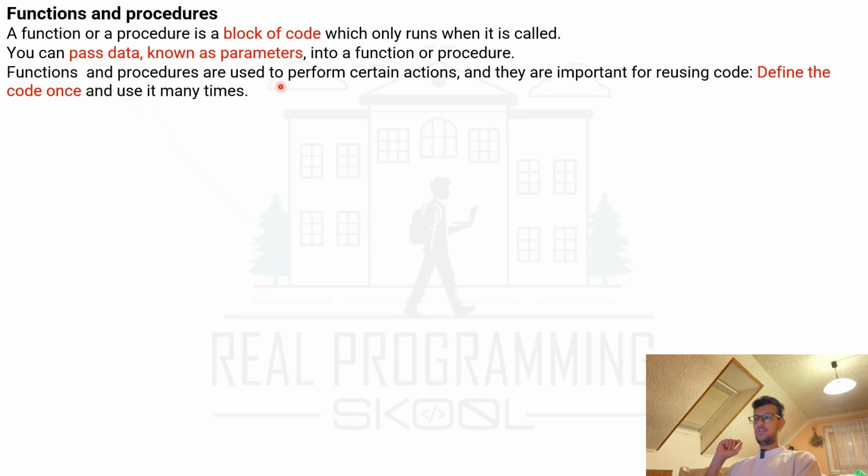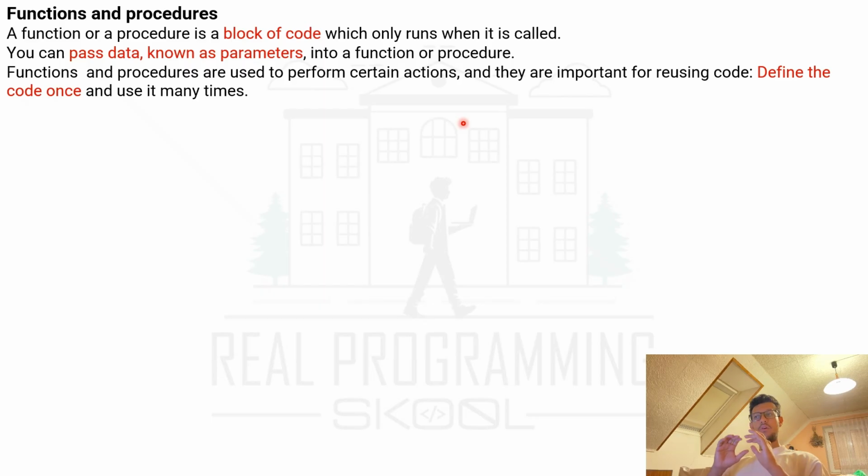Functions and procedures are used to perform certain actions, and they are important for reusing code. Define the code once and use it many times. For example, if I want to print my name, Sam Adam, many times in the program, instead of writing the code of displaying my name on the console screen every time, I will write it once. I will put it inside a function, which we call a block of code, a function or procedure.